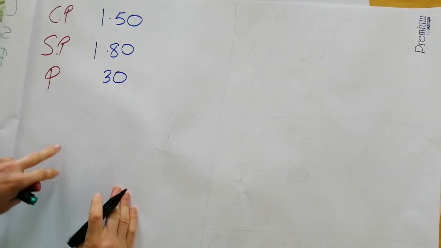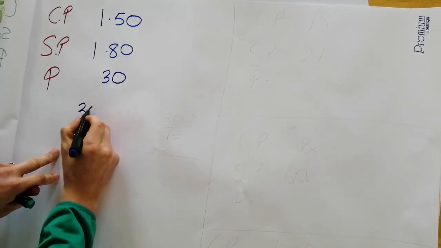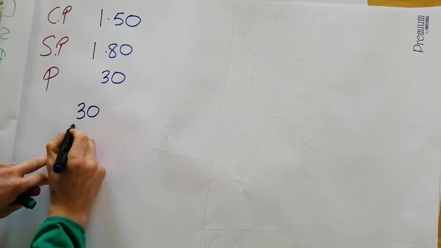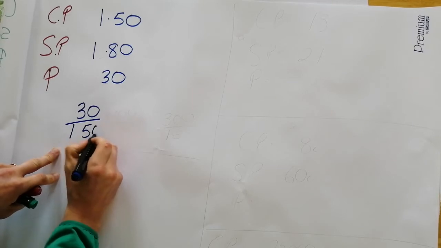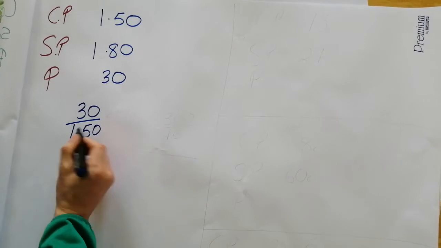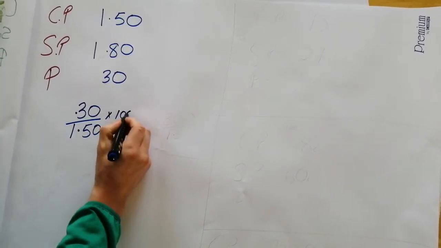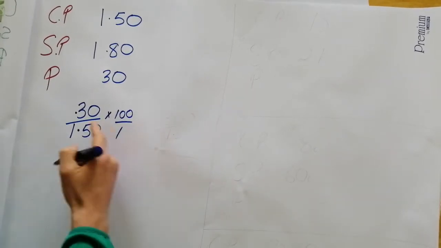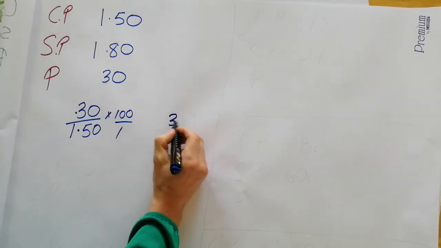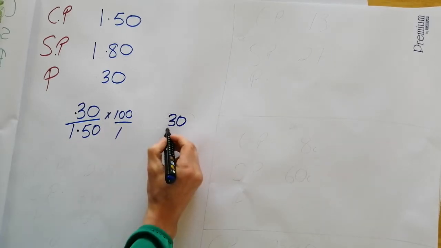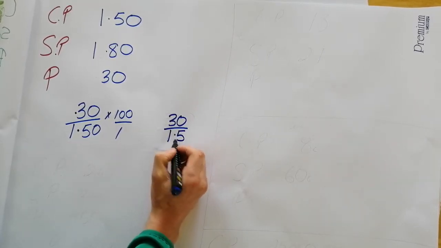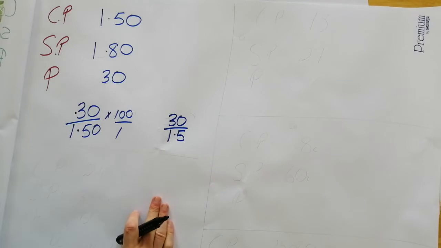So profit over cost price, 30 over 150. Now if you're using decimal points, that's 150, and then that's 0.30. Okay, so by 100 over 1. This is the only real tricky part in this. So that by that is 30, and that by that is 1.5. So we have to divide 30 by 1.5.